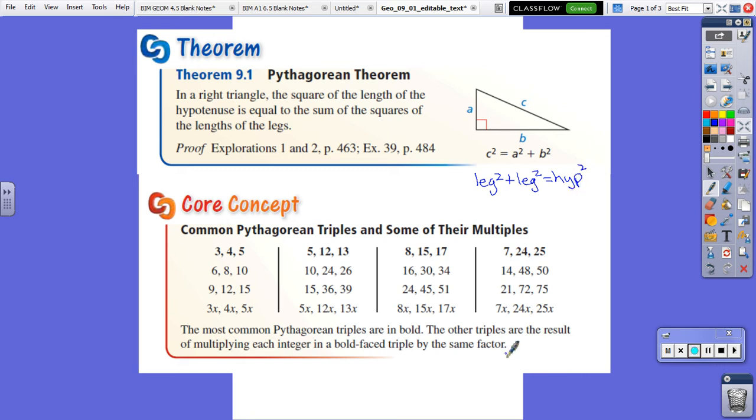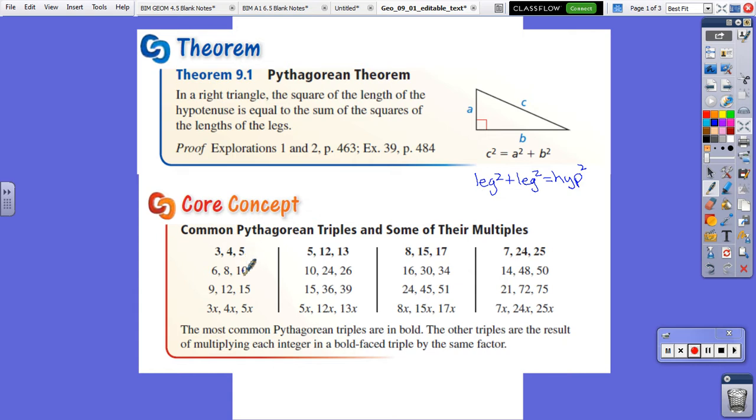Alright, Pythagorean triples are when you take three different integers, so whole numbers, and you plug them in the Pythagorean theorem and they work. So for example, 3 squared plus 4 squared equals 5 squared. So if the legs of the triangle are 3 and 4, and the hypotenuse is 5, it's a right triangle. It works out perfectly.